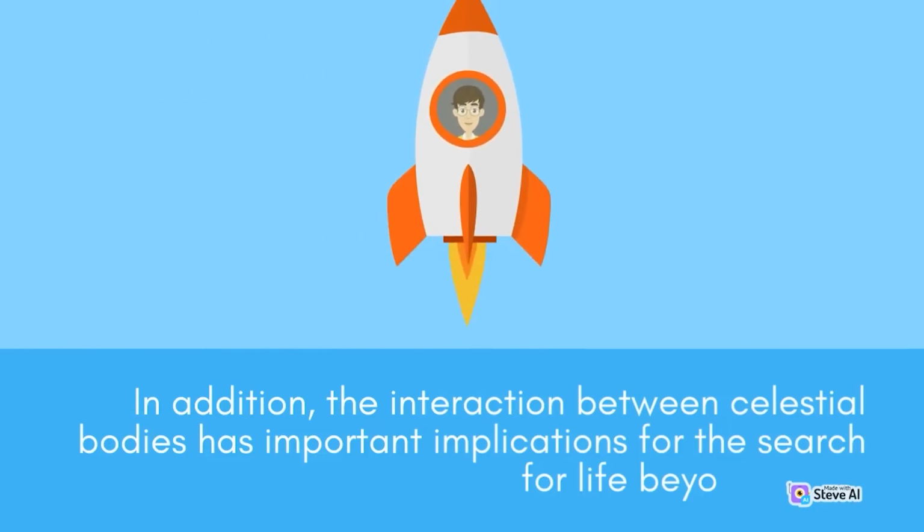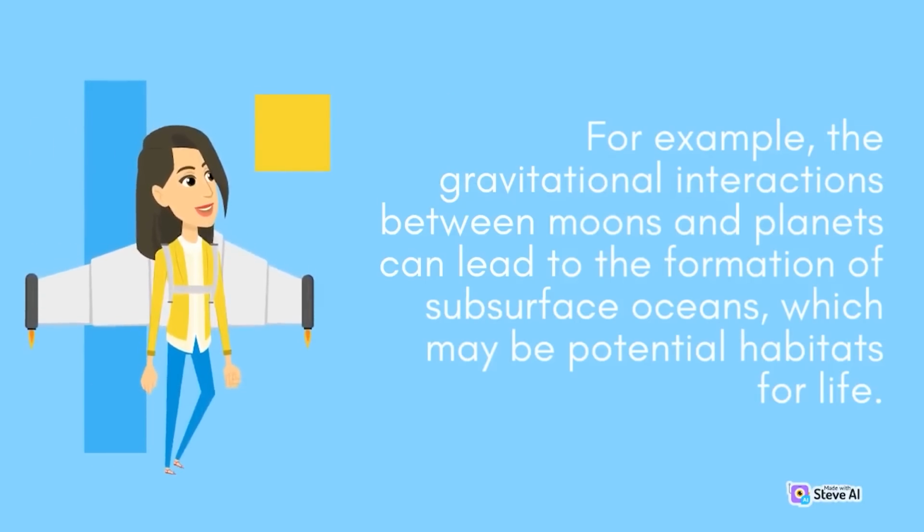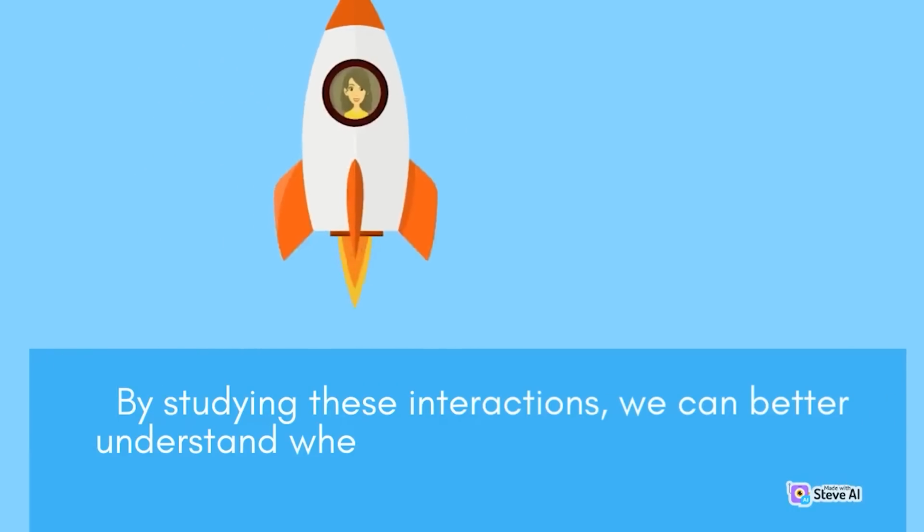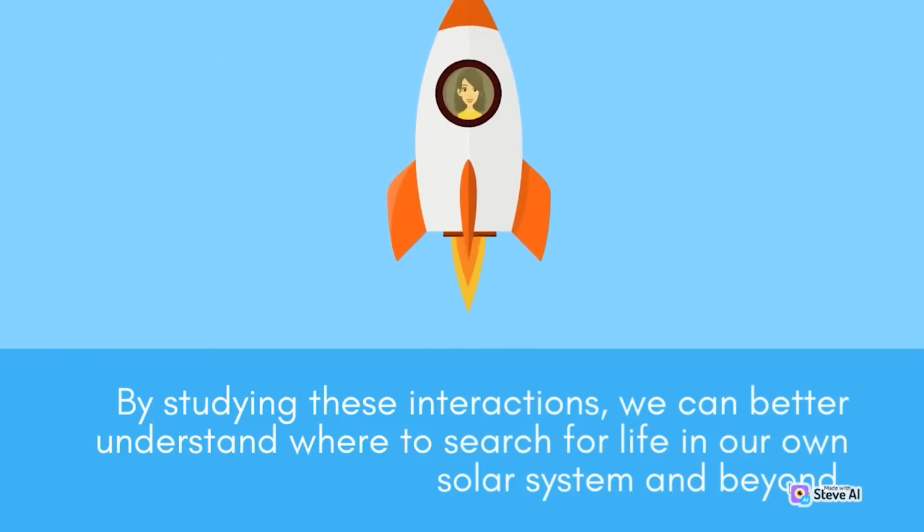In addition, the interaction between celestial bodies has important implications for the search for life beyond Earth. For example, the gravitational interactions between moons and planets can lead to the formation of subsurface oceans, which may be potential habitats for life. By studying these interactions, we can better understand where to search for life in our own solar system and beyond.